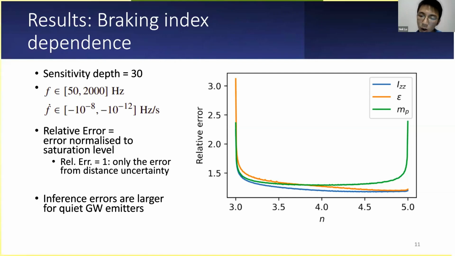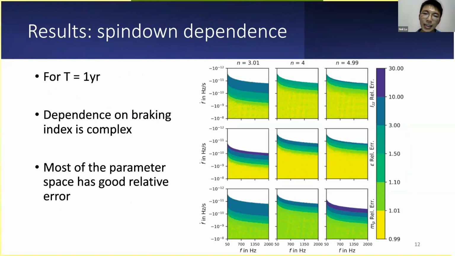And on the right-hand side, close to n equals 5, if a neutron star loses all its energy to continuous gravitational waves, it doesn't have much of a magnetic dipole moment, and so it's very hard to infer that particular property. The final thing I've done is considered how it depends on f dot, and our braking index.